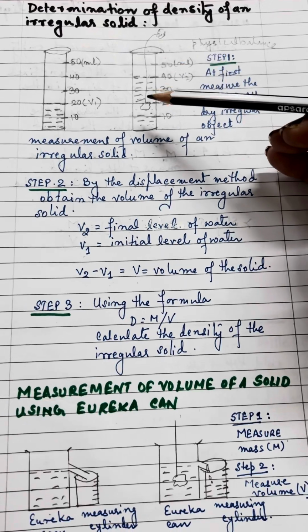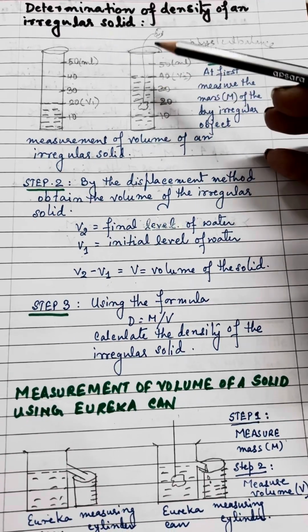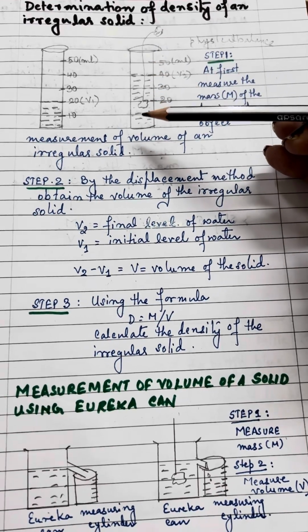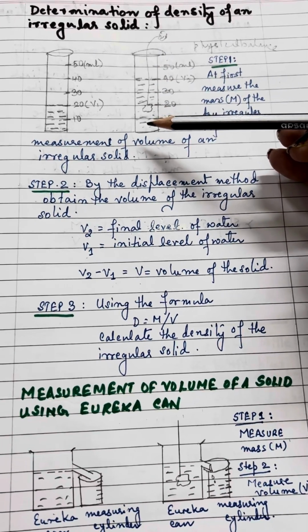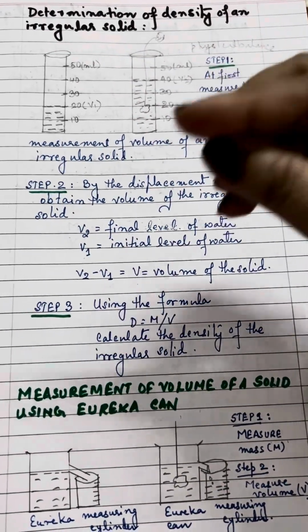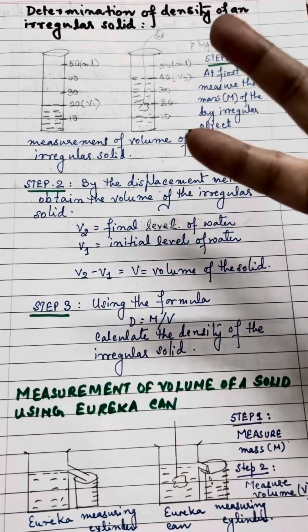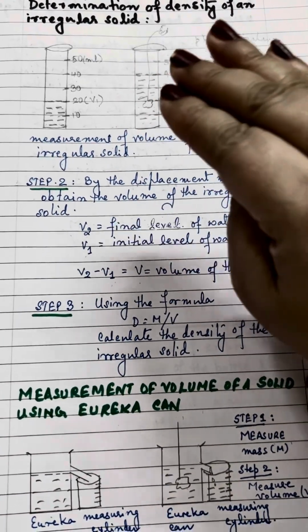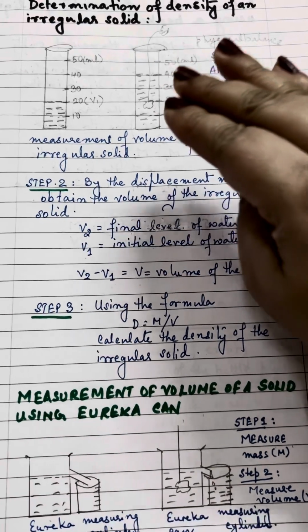Then you take the irregular solid, tie it with a string and gently pour it into the measuring cylinder. Care should be taken so that no water splashes out, so that all the water is there inside only within the liquid.